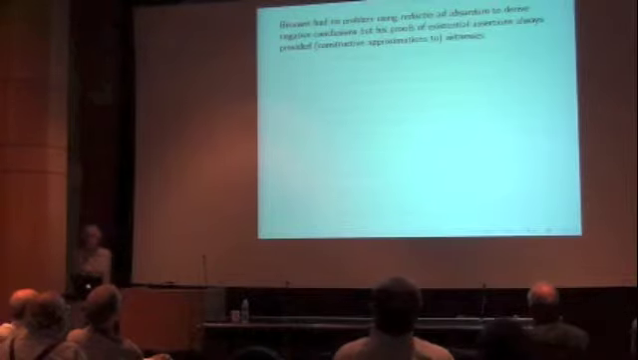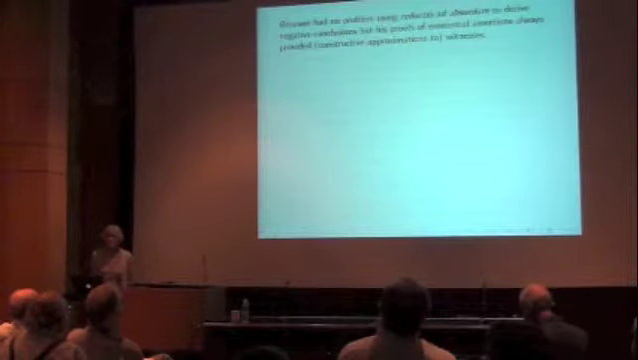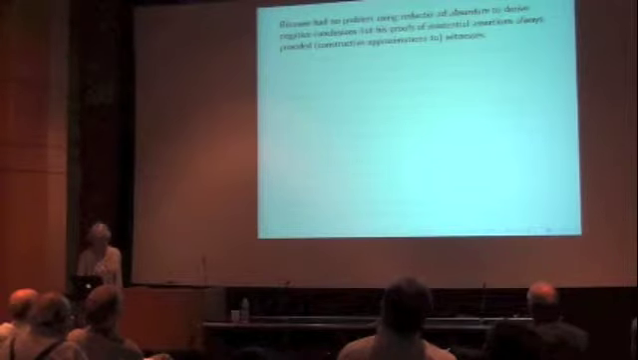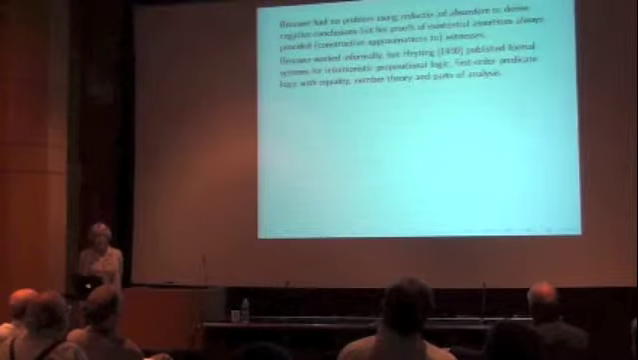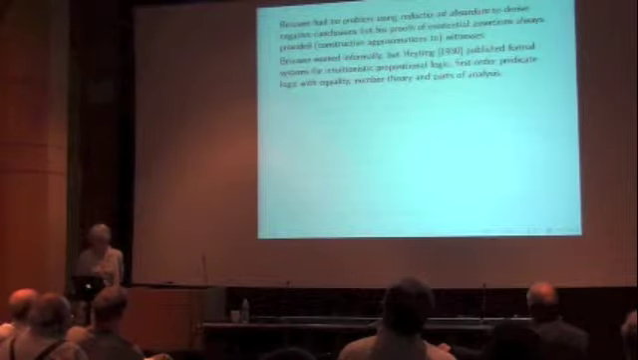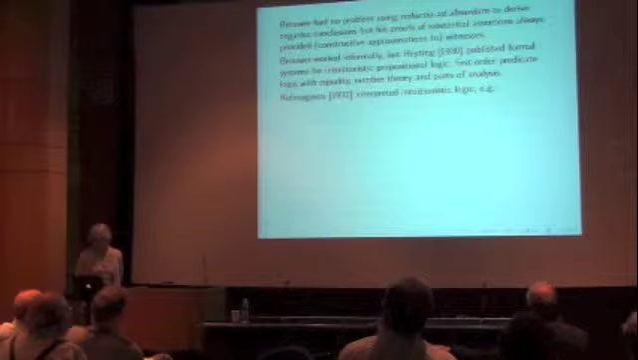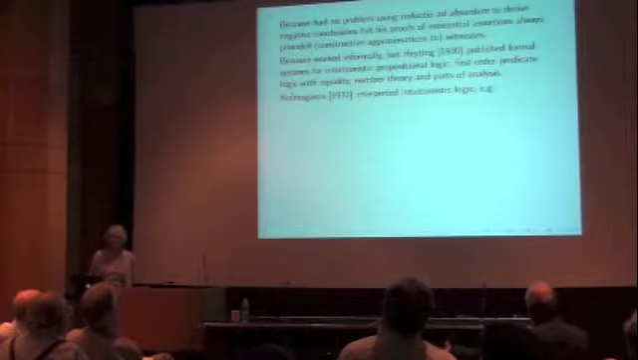He had no problem using reductio ad absurdum to derive a negative conclusion, but his proof of an existential assertion always provided a witness, or a constructive approximation to a witness. He worked informally, but Heyting, his student, published formal systems for intuitionistic propositional and predicate logic, number theory, and parts of analysis. Some of Heyting's formalisms would be recognizable today, but his formalization of analysis would not.